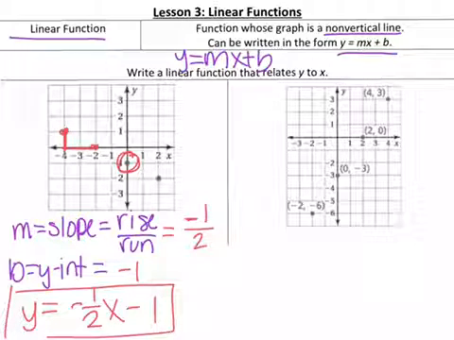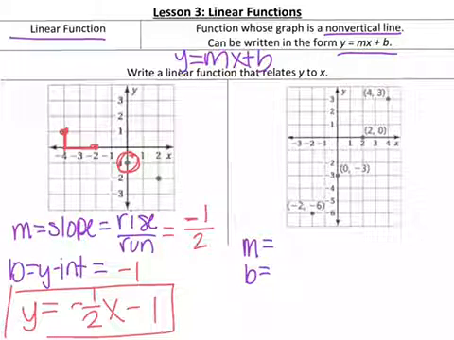Go ahead and try the next one on your own. Find out what your slope is first, so that's your rise over run, and then you're going to find out what your b is, your y-intercept, and then plug it into the equation. Check back to see if your answers are correct.